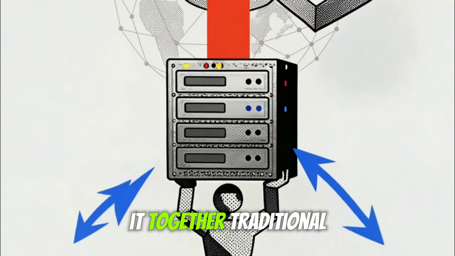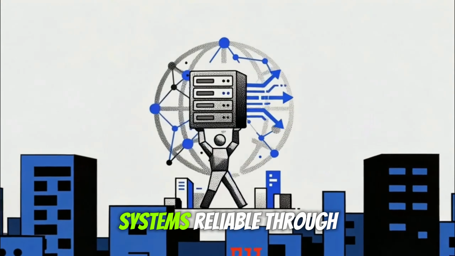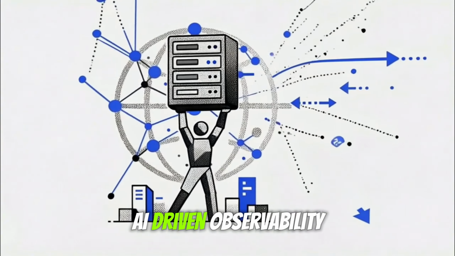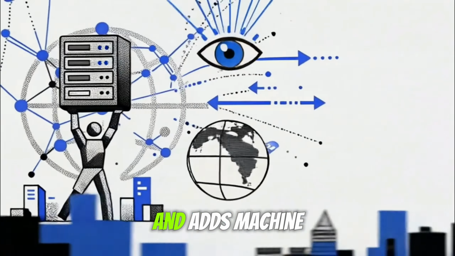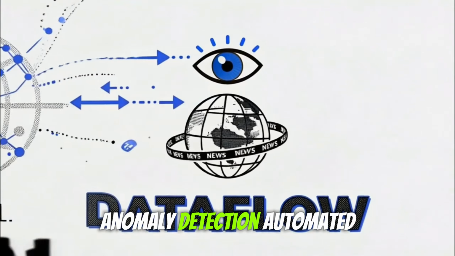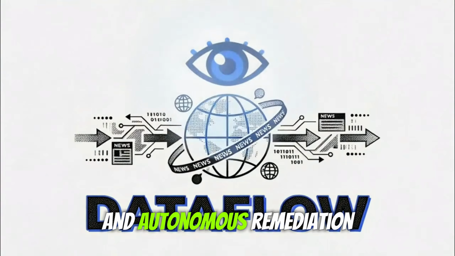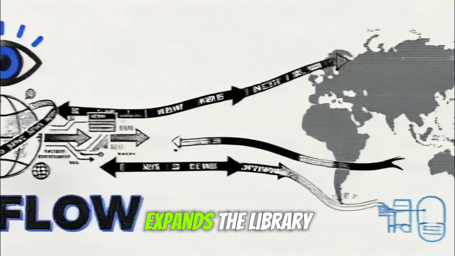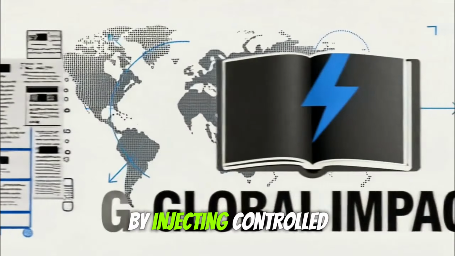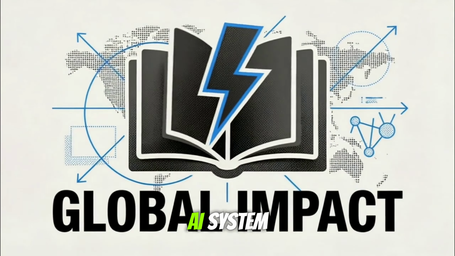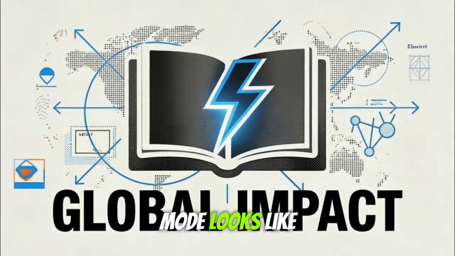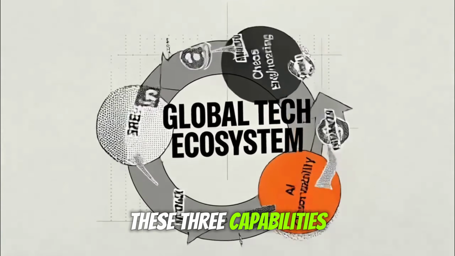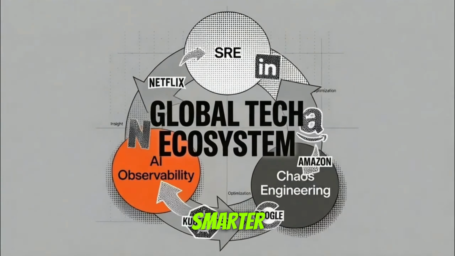Let me bring it together. Traditional SRE keeps your systems reliable through excellent human engineering and disciplined process. AI-driven observability takes that foundation and adds machine speed anomaly detection, automated root cause correlation, and autonomous remediation for known failure patterns. Chaos engineering continuously expands the library of known patterns by injecting controlled failures and teaching the AI system what each failure mode looks like before it happens in production, organically. Together, these three capabilities form a reliability loop that gets smarter over time.